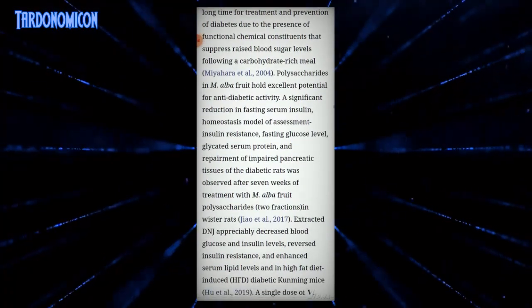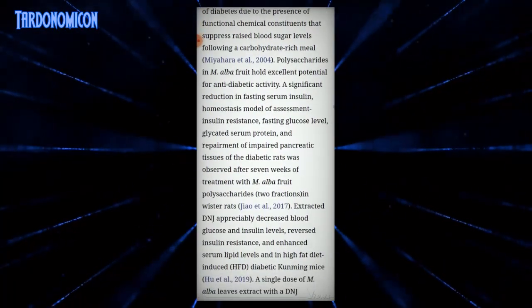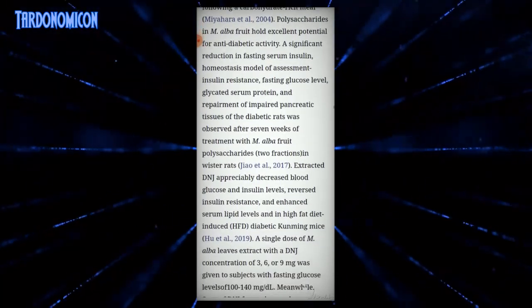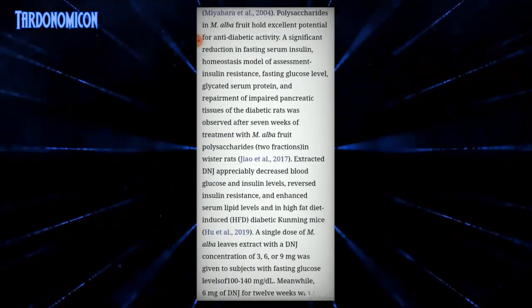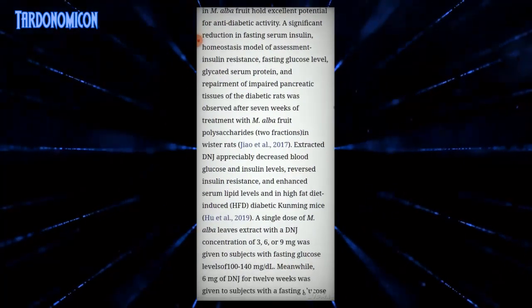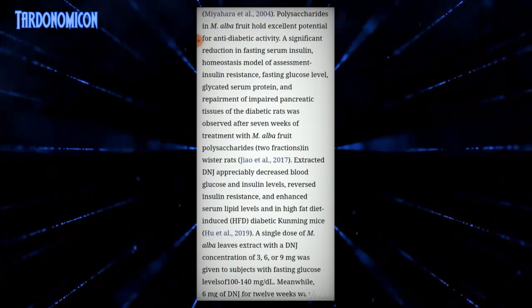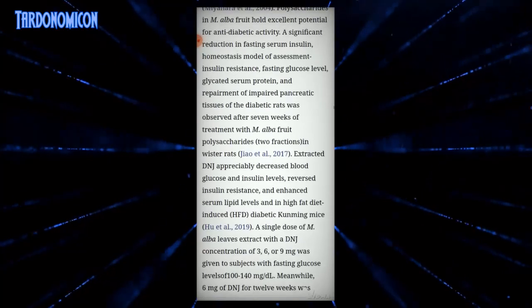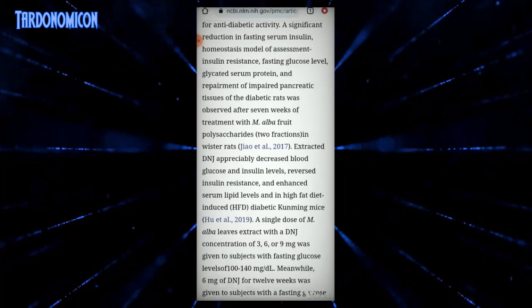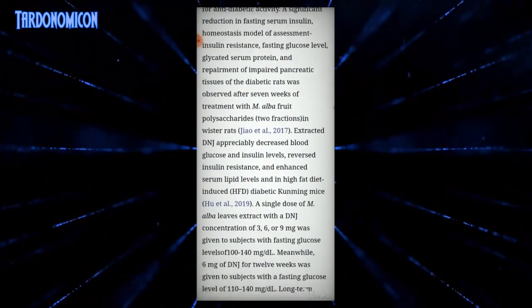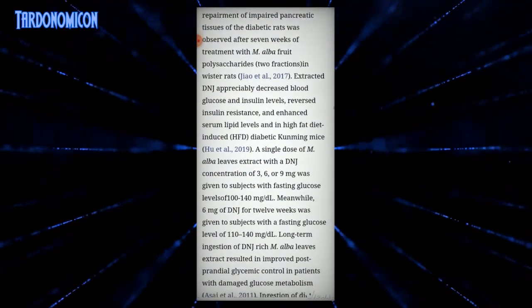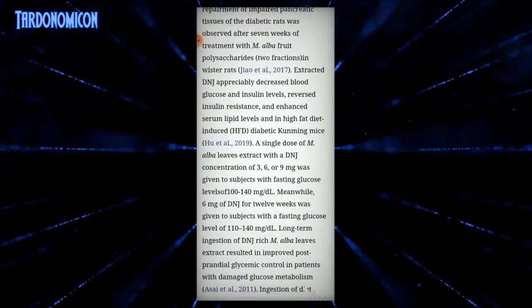Polysaccharides in the fruit hold excellent potential for anti-diabetic activity: a significant reduction in fasting serum insulin, homeostasis model of assessment of insulin resistance, fasting glucose level, glycated serum protein, and repair. So it helps stop glycation, which is one of the things that causes aging, and repair of impaired pancreatic tissue. It helps to repair the pancreas of diabetic rats. This was observed after 7 weeks of treatment with the mulberry fruit.